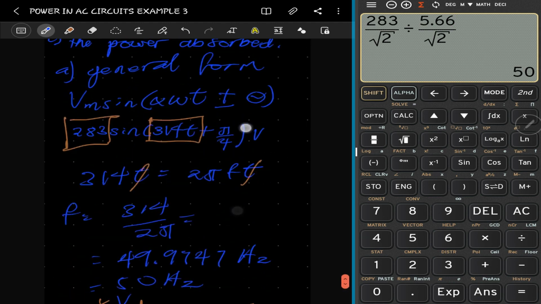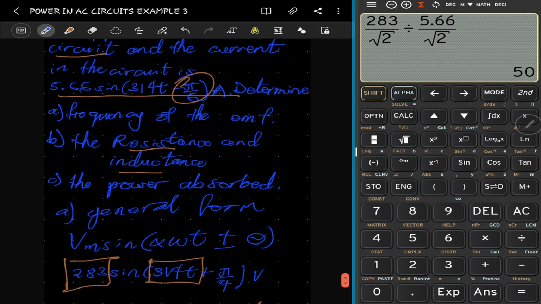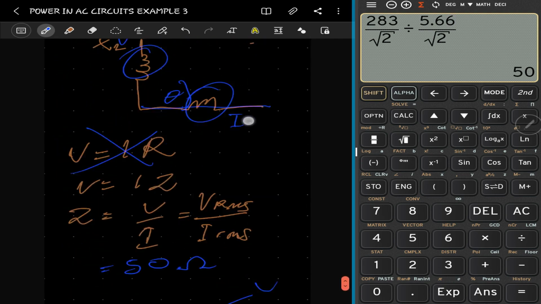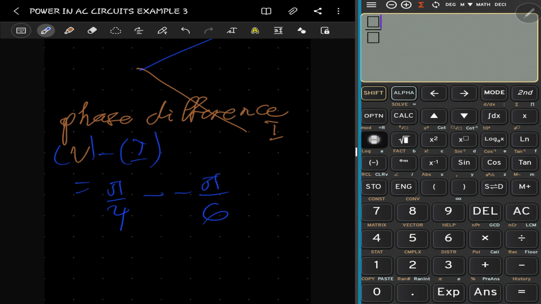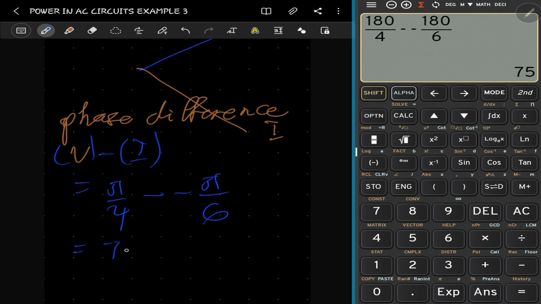that of the current, which already has its own minus because it's lagging. That's another minus pi on 6, right? So pi is 180, so that's 180 on 4 minus, with the minus, 180 on 6, right? And this gives us 75 degrees. That's the phase difference, right?